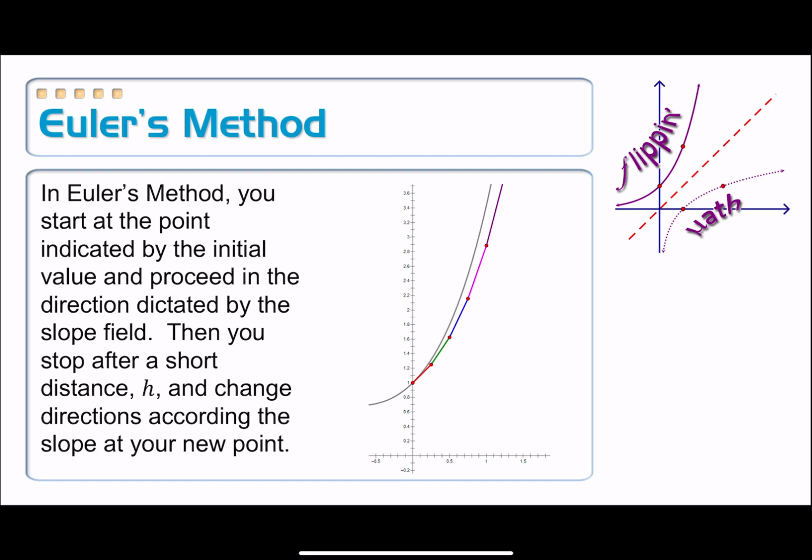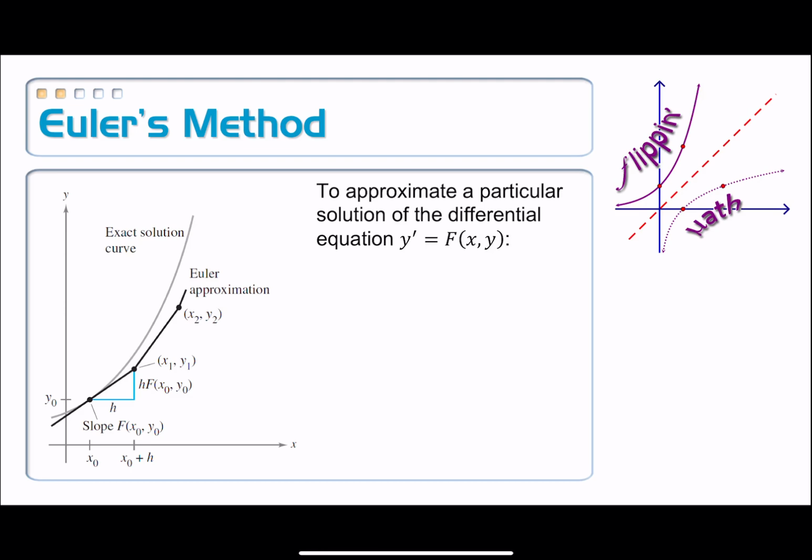So let's take a look at the math involved. Okay, we need a differential equation, and that's what we have here: y prime is equal to a function of x and y. Remember, that gives us the slope at every single point in the plane. Okay, so h is going to be our step size. Common step sizes could be a half, a quarter, three-quarters, maybe even a tenth.